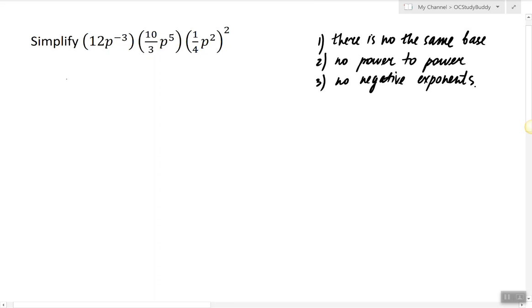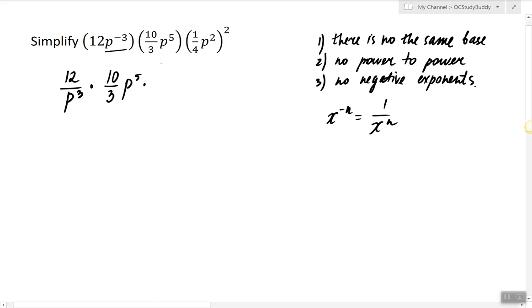So first, we are going to interpret the p to the negative 3. So p to the negative 3 is, according to this rule, the same as 1 over p cubed. So the expression in the first set of parentheses can be rewritten as 12 over p cubed. The expression in the second set of parentheses, there's not much that can be done with it, so we can just leave it alone.